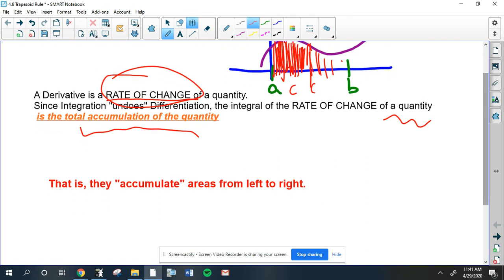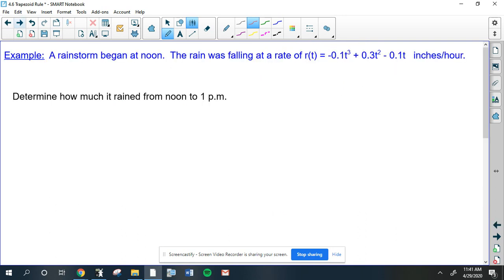So definite integrals will accumulate areas from left to right. So that's probably very confusing. I think I confused myself, so it's probably good to look at an example, and this should make it a little bit more clear.